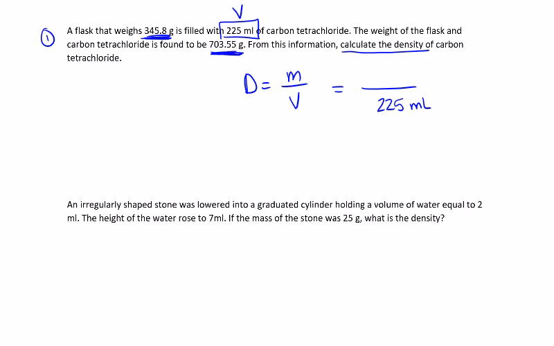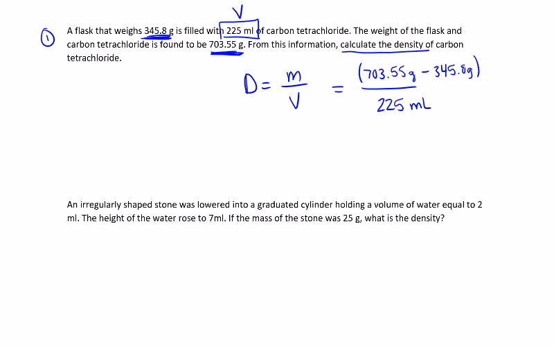Okay, now my masses, I have a gram here and a gram here. We don't just pick one, we're going to have to use both in some capacity. So when you read that again, I have a flask that weighs 345 grams, and then I fill it with carbon tetrachloride, and the mass of the flask and the carbon tetrachloride is 703.55. So we're just interested in finding the mass of the carbon tetrachloride. So this is where we're going to subtract 703.55 grams minus 345.8 grams.